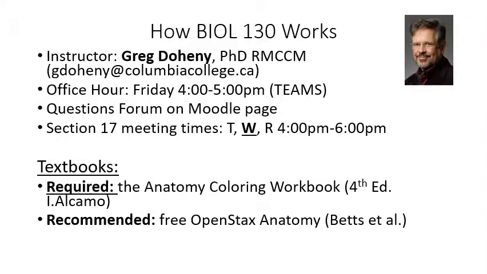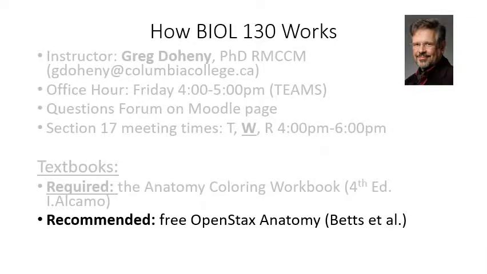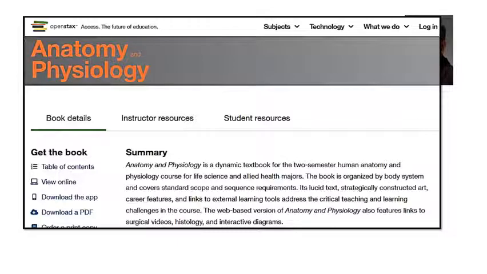Now, the recommended textbook. It is available from an open educational resource facility called OpenStax. OpenStax provides a whole lot of free textbooks. You may be aware that at Columbia College, we are moving towards free textbooks because we realize that textbooks for students are expensive. It represents a significant expense for the student. And so we are doing everything we can to reduce costs for the student. And one of the things we can do is to move to these free textbooks.